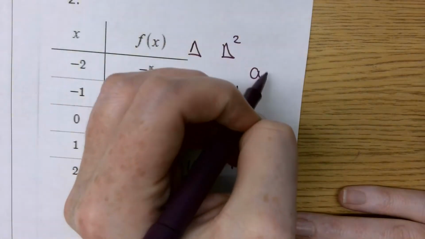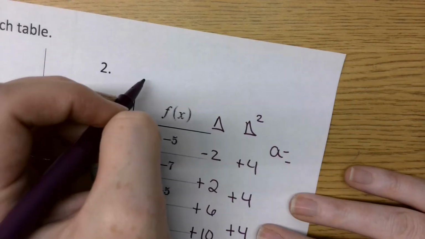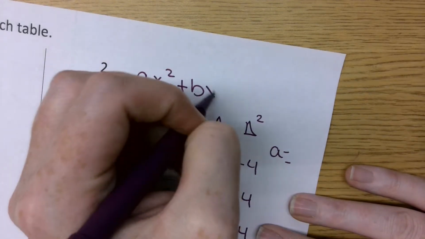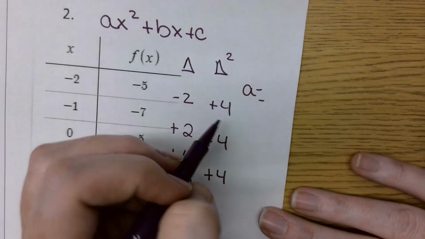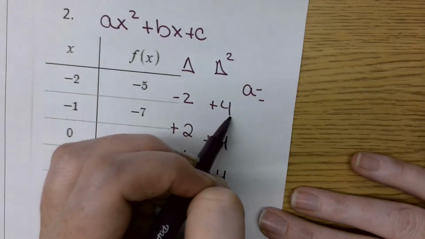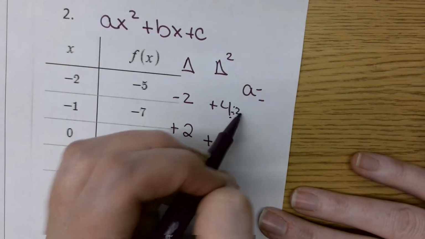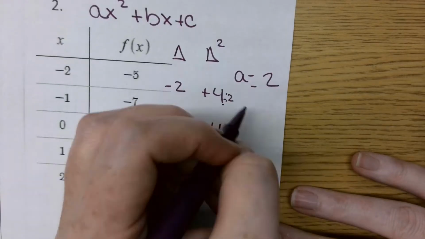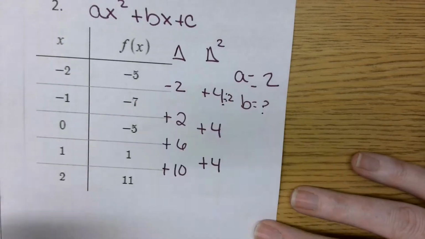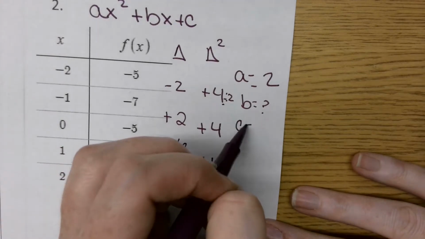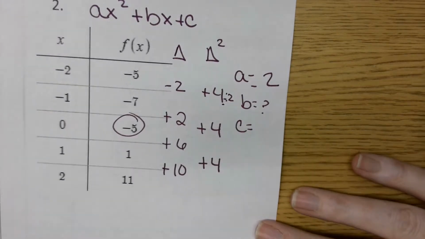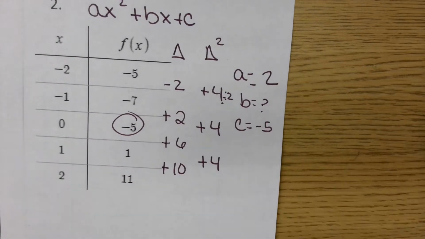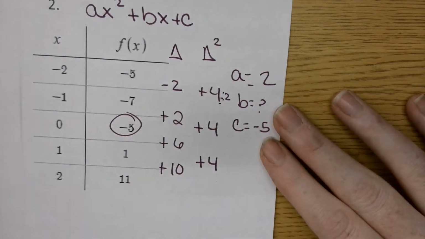I know that my a value, remember our function is ax squared plus bx plus c. My a value is this number divided by 2. So a is 4 divided by 2, so I'm going to get 2. My b value, we don't know, we have to solve for that, and c is going to be my y-intercept at -5. So -5.